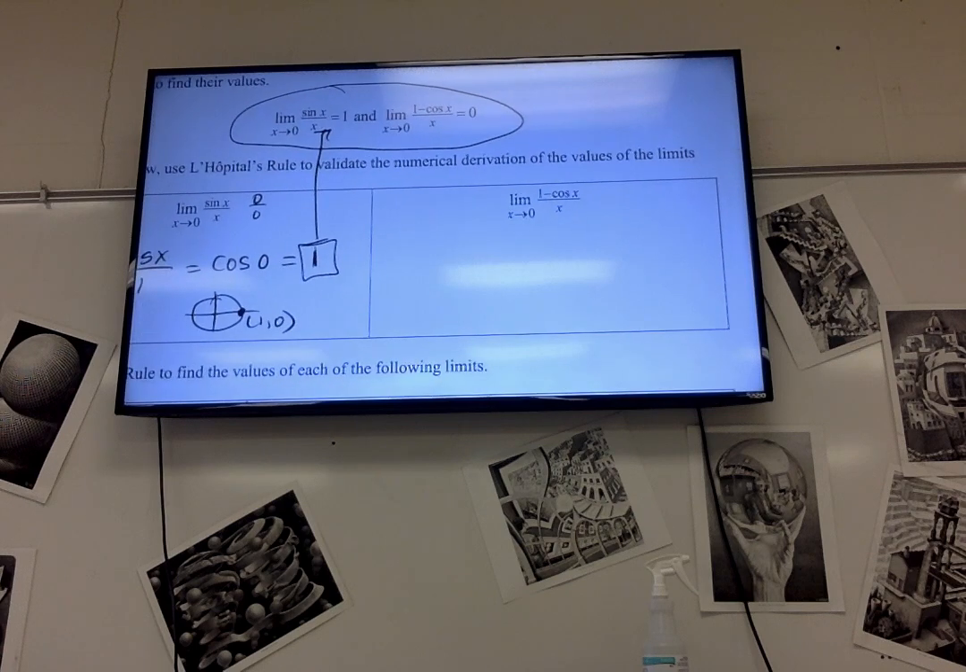Same thing with this rule. This one's supposed to equal 0. And if I plug in 0 right now, I get 0 over 0.